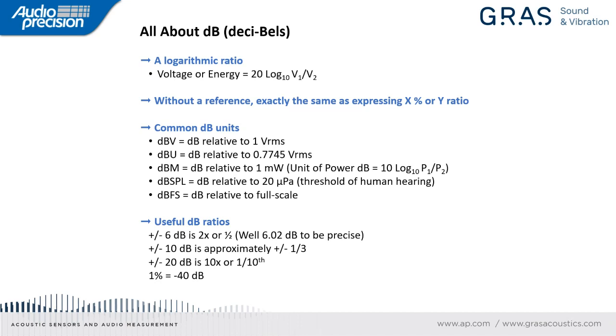dBSPL is another common unit, perhaps the most common unit when we're talking about sound. So this is dB relative to 20 micropascals. So 0 dBSPL is commonly understood to be the threshold of human hearing. Now that's arguable if it's exactly right, but it's pretty close. So you can think of this as dB relative to what a human could hear. 94 dBSPL is 1 Pascal, give or take a little bit. I'll show you that in a moment.